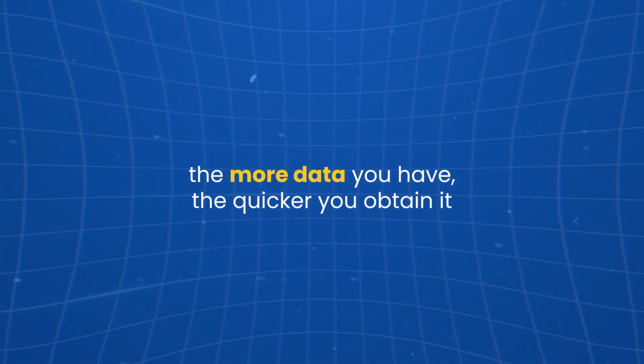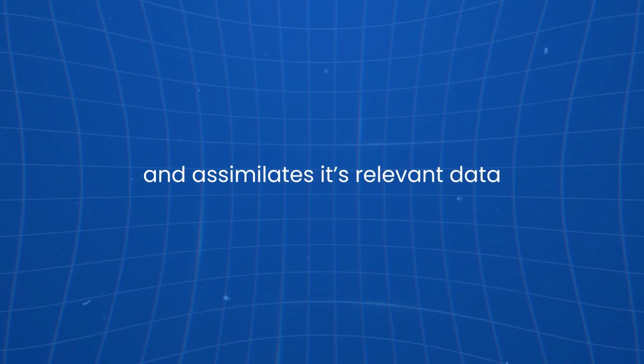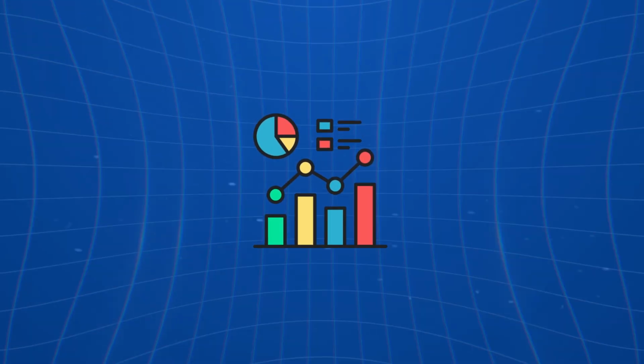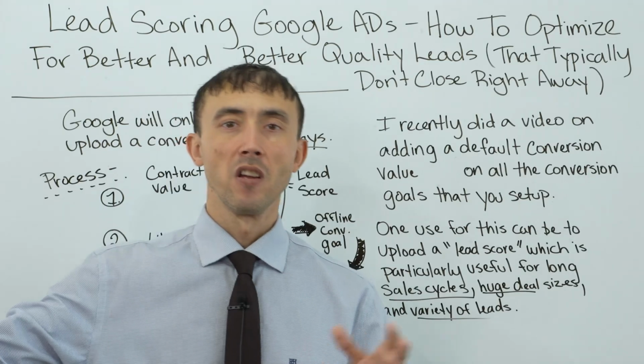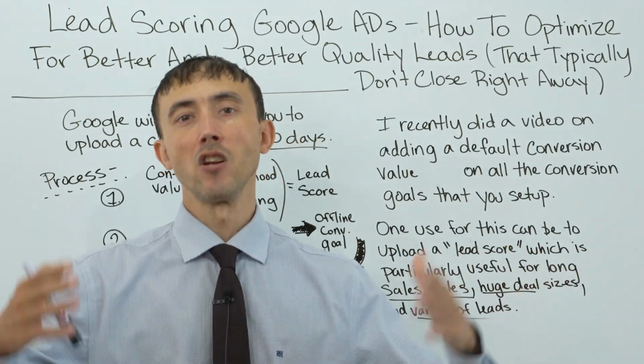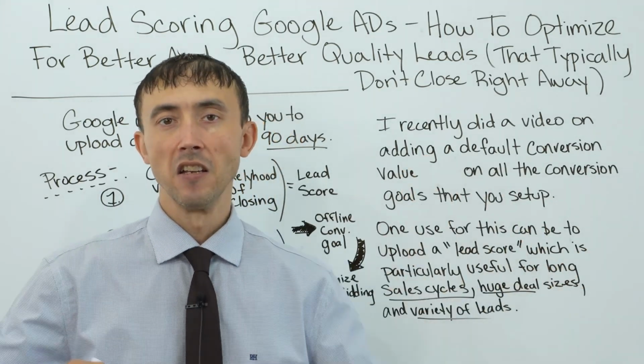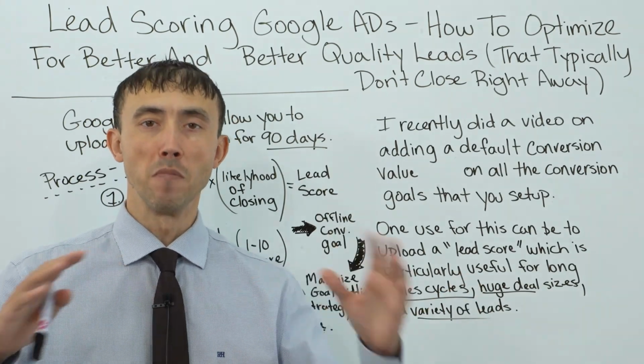And so the more data you have, and the quicker you obtain it, and assuming it's relevant data, the more results you're going to get with your ads earlier on in the process. Whereas long-term, eventually, when you have 10,000 sales, you don't need this other data. But before then, it helps out tremendously.